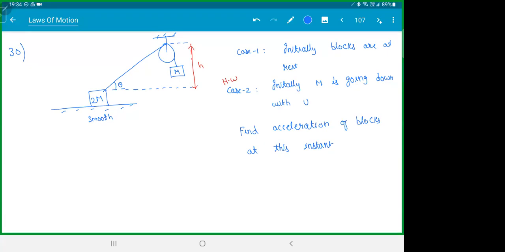Any answers? The steps are still valid. Draw your FBD, find the relation between accelerations, write force equations, and solve. G cos theta by 2 plus cos theta. This is the acceleration of which one, Anika? There are 2 blocks, M or 2M.